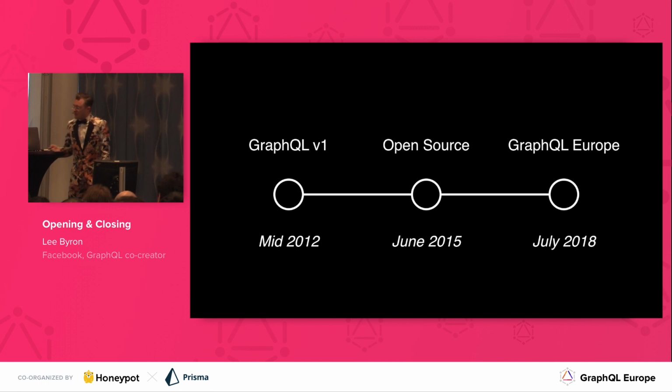And this conference actually marks a really important moment in GraphQL's history, because we started the GraphQL project in 2012. And then about 3 years later, we open sourced the spec and the reference implementation. And today, GraphQL has been open source for about 3 years. So that means at this point, GraphQL has been open source for just the same amount of time that it wasn't, which I think is pretty cool.